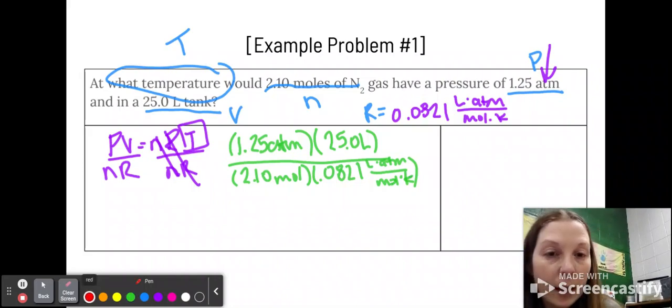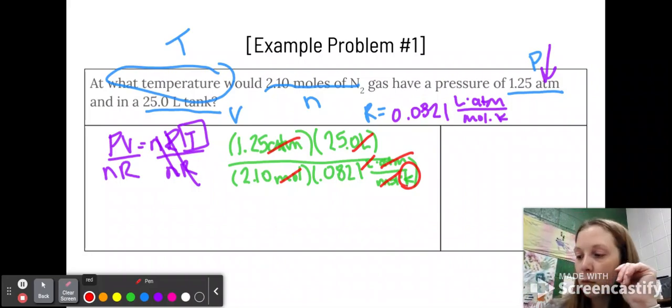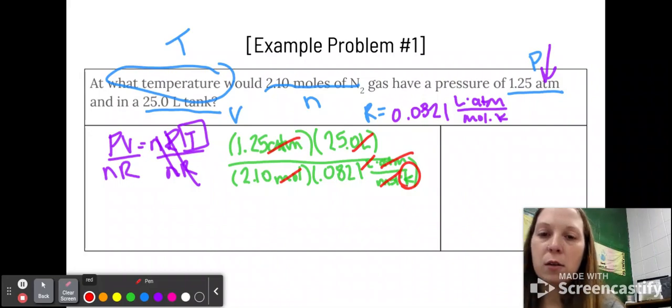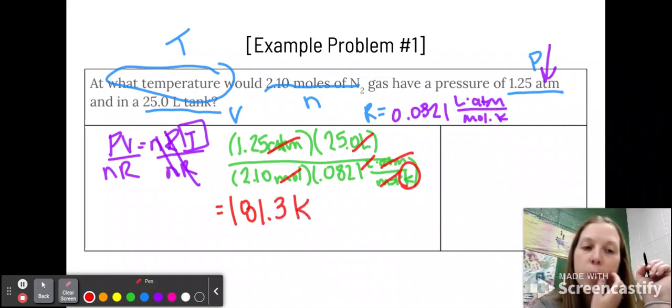Now we need to cancel the units that will cancel. Atmospheres will cancel, liters will cancel, and moles will cancel, which is good, leaving us in Kelvin. Kelvin is a temperature, so that's what we want. Now all you do is multiply the top and divide by what's on the bottom. It's 1.25 times 25, divided in parentheses by 2.10 times 0.0821. So it comes out to 181.3 Kelvin. And remember, Kelvin does not get a degree symbol, just the letter K.